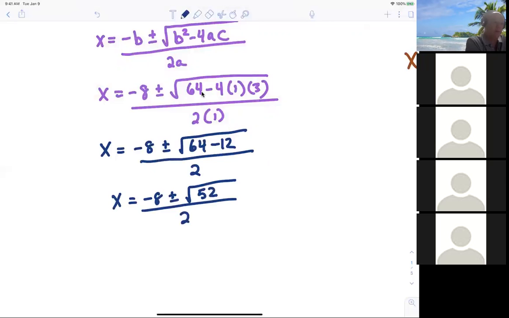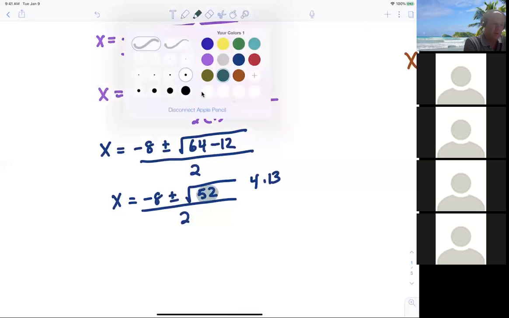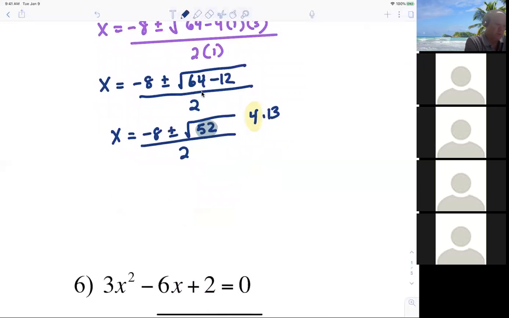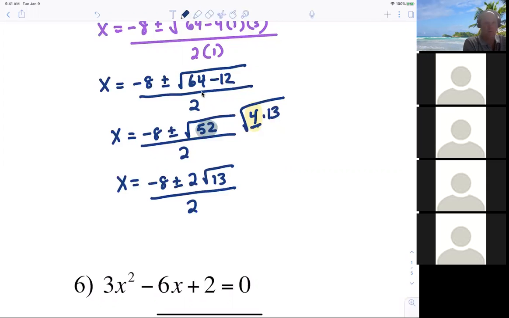Now we have to decide, can I break 52 down? Is there a perfect square? And if you recall, 4 times 13 is 52. So 4, because it is a perfect square, we're going to pull that out. So we say X equals negative 8 plus or minus. Now, what's the square root of 4? 2. So that comes out as a 2 square root 13 over 2.